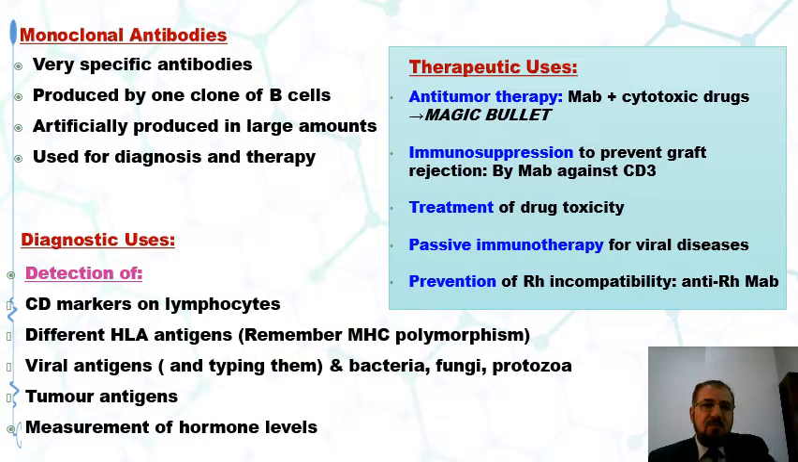Monoclonal antibodies are very specific antibodies, produced by just one clone of B lymphocytes, artificially produced in large amounts, and used in diagnosis and therapy. In diagnostic uses, they are used for detection of CD markers on lymphocytes, different HLA antigens, viral antigens, tumor antigens, and the measurement of hormone levels.